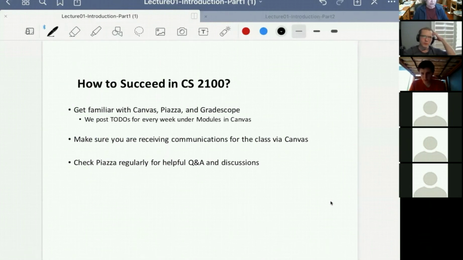Yeah, some of this I already said. Get familiar with Canvas, Piazza, and Gradescope. And post to-dos every week under modules. So that tells you, if you look at the module on Monday, it'll say that you've got to have the appropriate sections read and the pre-lecture problem set due Tuesday morning. So look at that week's to-do Wednesday or Thursday of the previous week when it's been made, published, and available to you. Okay, so give yourself time to get it done right.